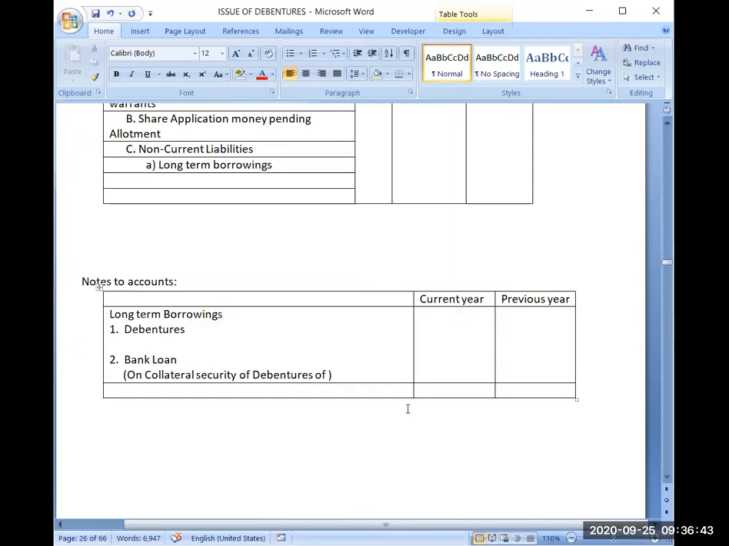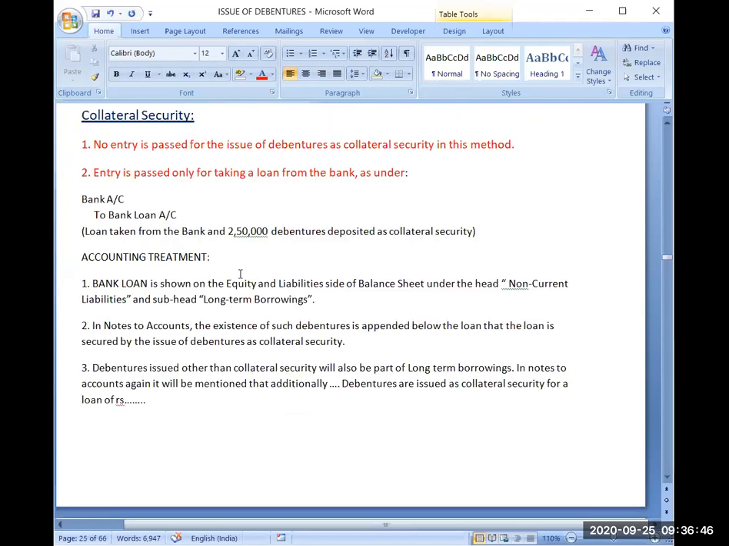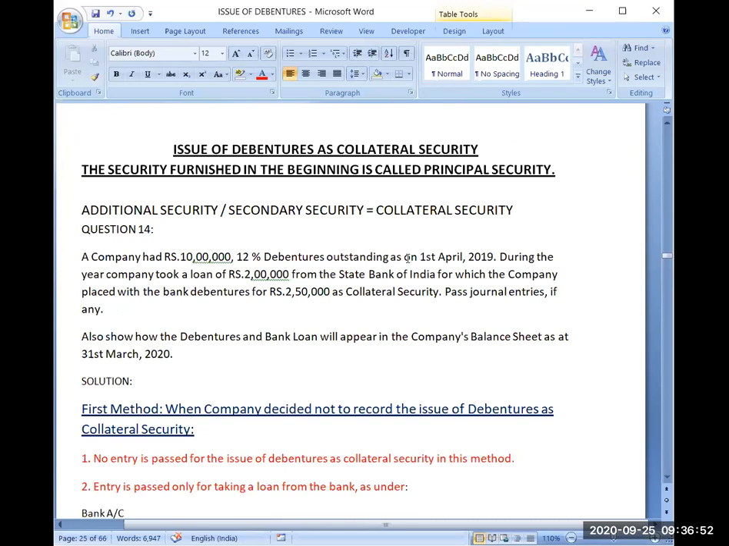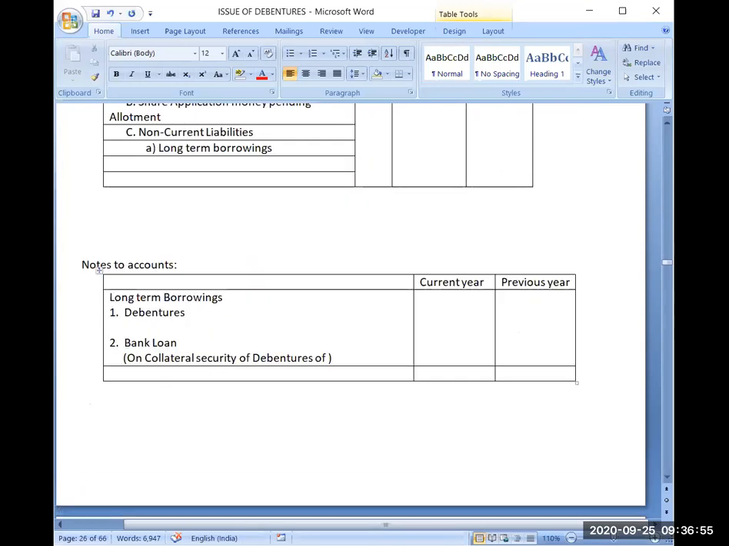Now we will come to the notes to accounts. In the first sentence, the question has told us that rupees 10 lakh debentures are outstanding. So 10 lakh will come here. Debentures amount to rupees 10 lakh. And I will give a note here, because you studied the full disclosure principle last year. So you have to disclose each and every important piece of information to the reader of the balance sheet.